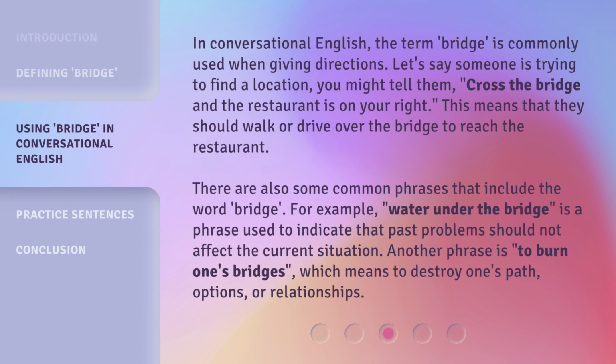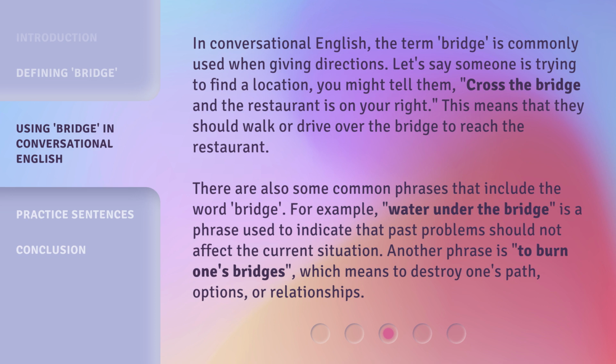In conversational English, the term bridge is commonly used when giving directions. Let's say someone is trying to find a location. You might tell them, "Cross the bridge and the restaurant is on your right." This means that they should walk or drive over the bridge to reach the restaurant.